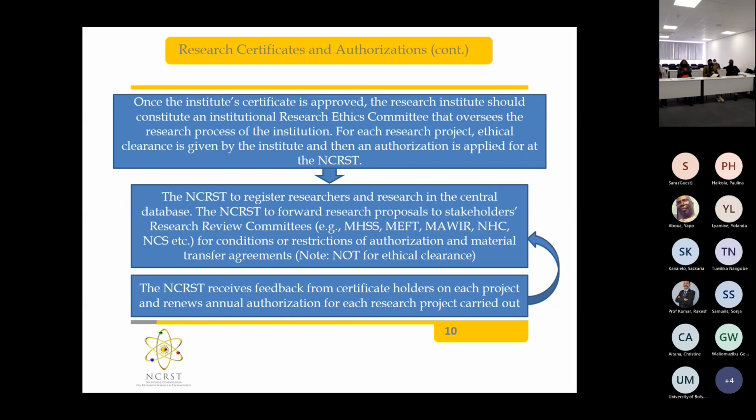All right, I think I've narrated this bit to say once an institution has a certificate, then it applies for individual research projects. The NCRST takes those to the relevant stakeholders who are the custodians of such research, and then after the permit or authorization is issued, after a period of a year, the NCRST will expect some feedback from you as a researcher. Even if your project is only for a period of 1 year or 6 months, at the end of that 1 year, the NCRST expects you to provide some feedback, some report.